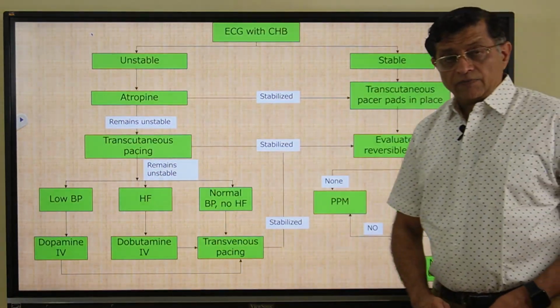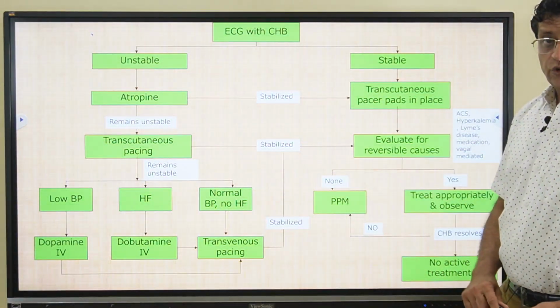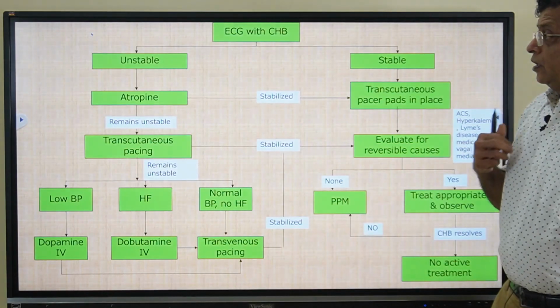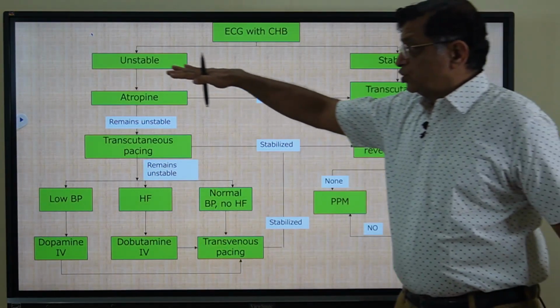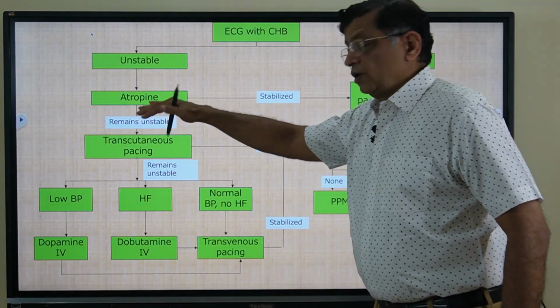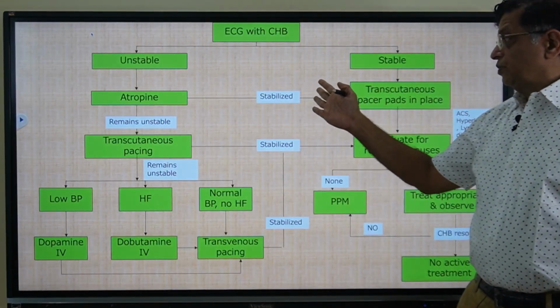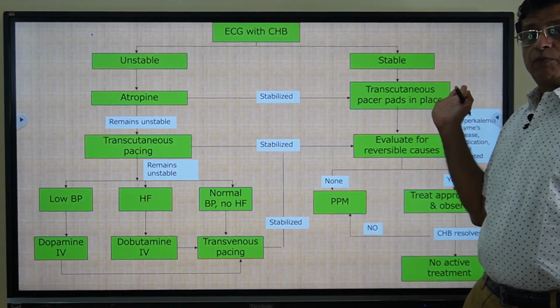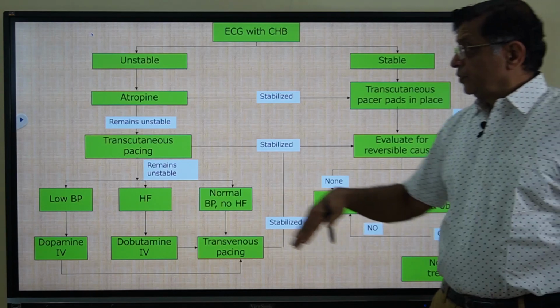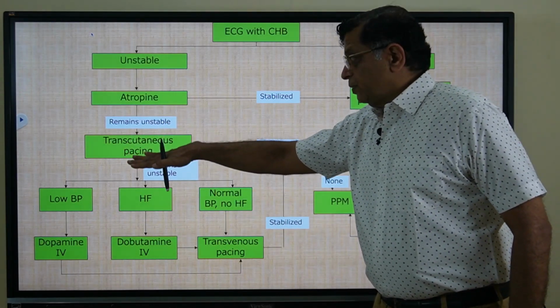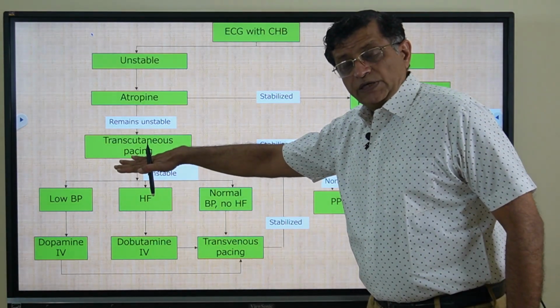Then get an ECG done. If the ECG is showing AV dissociation or complete heart block, first see whether the patient is stable or unstable. If the patient is unstable, start with giving atropine. If after atropine the patient gets stabilized, then put transcutaneous pacing pads and follow the algorithm. If the patient remains unstable, then start transcutaneous pacing.